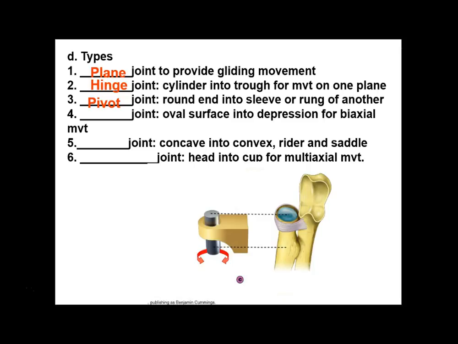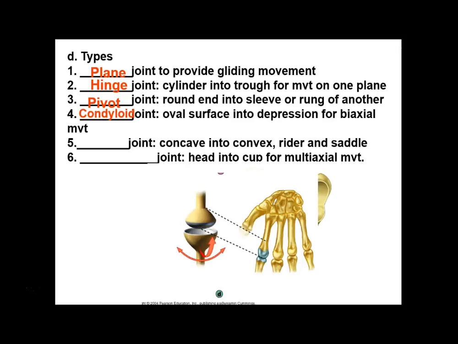When that radius bone rotates from lateral to medial, it can do that because of that pivot joint, or that sleeve that surrounds the head of the radius. A condyloid joint is where you have an oval surface fitting into a depression, and that gives you movement on two planes, like where your metacarpals join your phalanges. Not only can you move your fingers up and down, you can move them side to side.